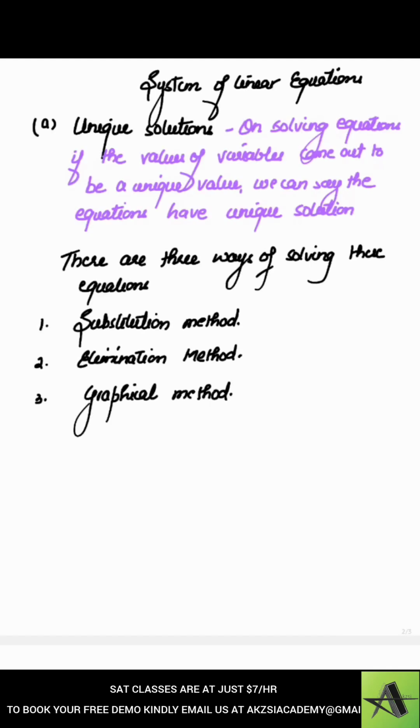Well, there are many ways of solving such equations, but the three methods that we use are the substitution method, elimination method, and the graphical method. These are the main methods of solving these equations. If you have two equations like this, we also call them simultaneous equations. So let me see one by one how we can calculate the unique values of x and y in each of these methods. And I'm starting with the substitution method.